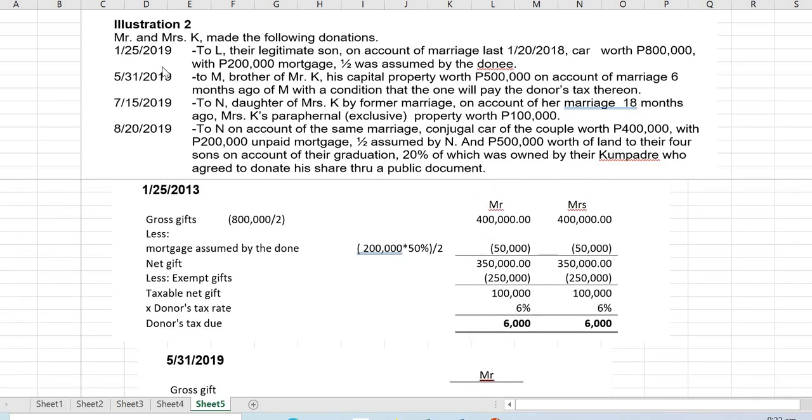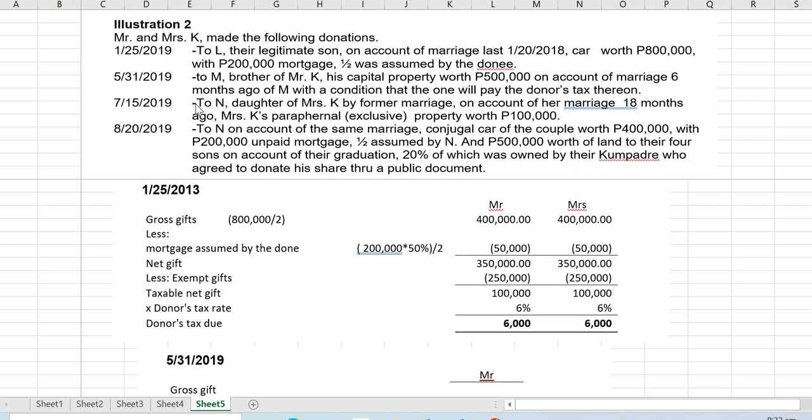On January 25, 2019, to L, the illegitimate son, on account of marriage last January 2, 2018, a car worth 800,000 with a 200,000 mortgage, one half was assumed by the donee. On May 31, 2019, to M, brother of Mr. K, his capital property worth 500,000 on account of marriage 6 months ago, with a condition that the donee will pay the donor's tax thereon.